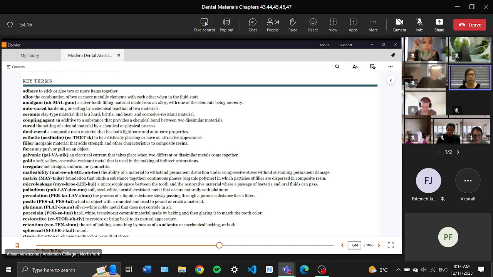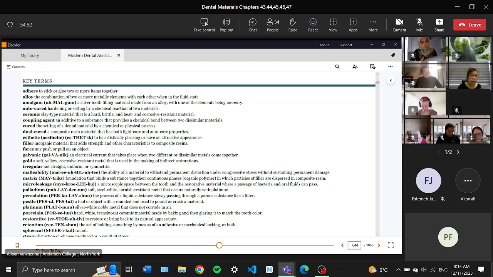Ceramic, a clay type material that is hard, brittle and heat and corrosive resistant. When you hear the word ceramic, I know you already have an idea. You have your dishes made of ceramic, you have your mug made of ceramic. So we also have material made from ceramic that we can use for an artificial tooth. Coupling agent, an additive to a substance that provides a chemical bond between two dissimilar materials.